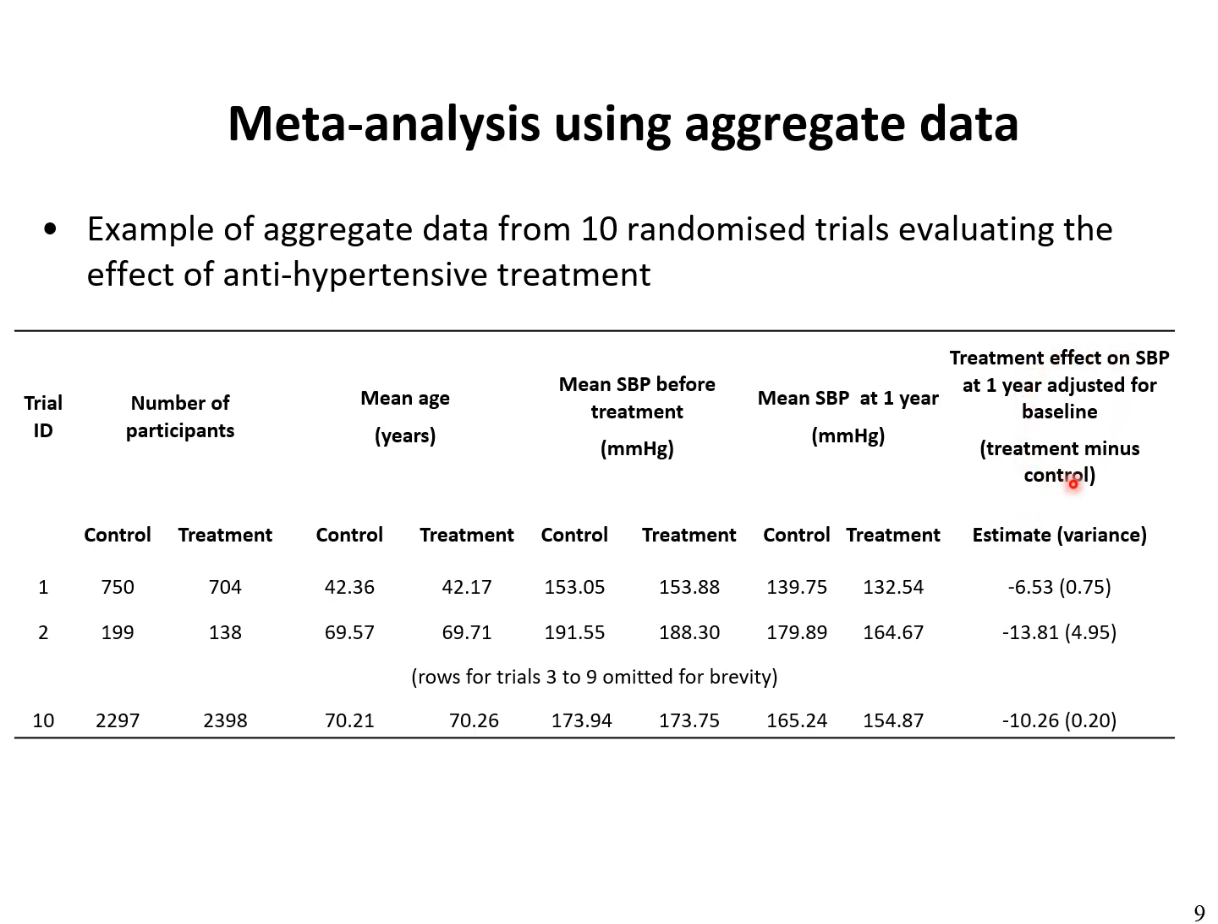So here the treatment effect has been calculated after adjusting for baseline, and we have negative values, which in this particular situation indicates that the antihypertensive treatment is doing better than control at reducing blood pressure by 1 year.